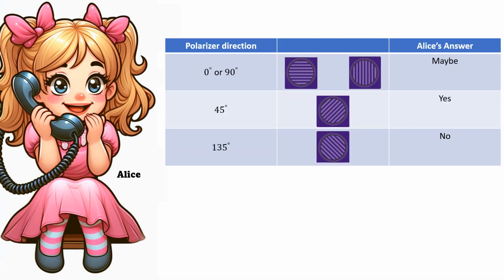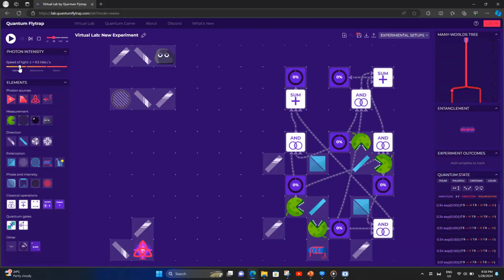If she aligns her polarizers 0 or 90 degrees, then her answer is maybe. If she aligns her polarizer 45 degrees, then her answer is yes. If she aligns her polarizer 135 degrees, then her answer is no. Let's see whether Alice can tell Bob her answer with this setup.